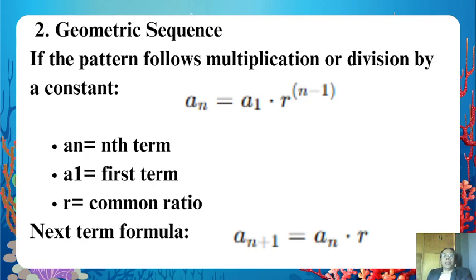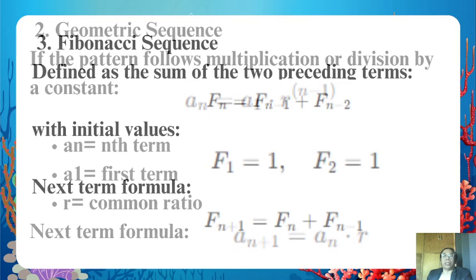And then number 2, geometric sequence. If the pattern follows multiplication or division by a constant, an is equal to a1 times r raised to n minus 1. And then the next term formula is a sub n plus 1 is equal to an times r. R there is the common ratio.